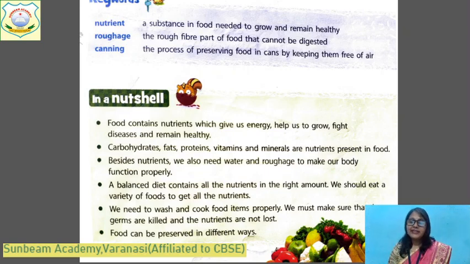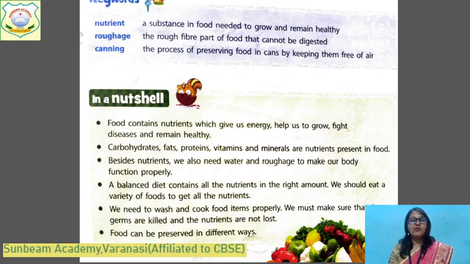We all eat food, that is our diet. When all the nutrients are present in the right amount, then the diet will be a balanced diet. We must eat a balanced diet. We should eat a variety of food to get all the nutrients. In our daily food, we should eat rice, pulses, vegetables, fruits, milk, and egg to get all types of nutrients. Then it will be a balanced diet. That's why we eat different types of food in a day.